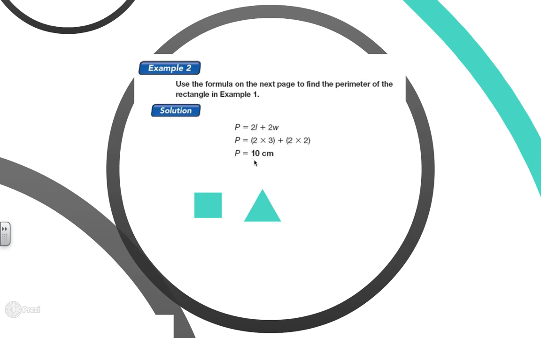Next thing I want to talk to you about is something called a regular polygon. A regular polygon, listen carefully, has sides equal in length and angles equal in measure. For example, a square: all the sides are equal and all the angles, the inside parts, are equal as well. So that is what a regular polygon is. And this is a regular triangle because all the sides are equal and all the angles are also equal.